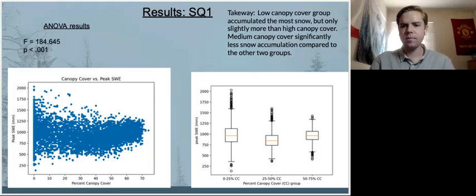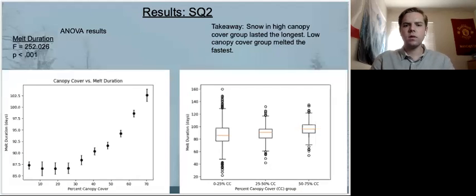started to increase again. And the box plot shows the results of the ANOVA after I divided up the data into groups. The low canopy cover had slightly more peak snow water equivalent than the high canopy cover, but not enough to be statistically significant in the post hoc test. And the medium canopy cover had the least snow water equivalent, almost 15% less than the low canopy cover group. And that one was statistically significantly different from both the low and high cover groups.